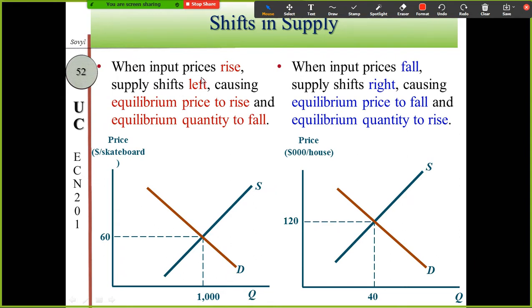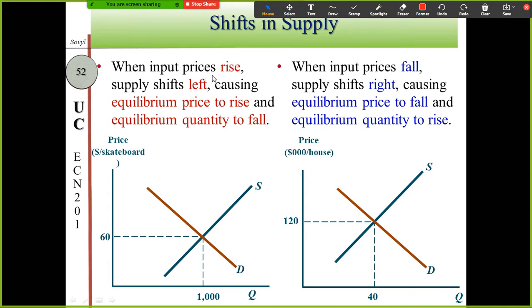Okay, so when input prices rise, the supply curve shifts to the left hand side, causing the equilibrium price to rise and the equilibrium quantity to fall. Okay, look at this one. This is a demand curve, this is the supply curve. Normally the demand curve and supply curve cross each other at one point. This point we call equilibrium. Based on this graph, the original equilibrium price is $60 per skateboard, and the quantity supplied and purchased in the market is 1,000.